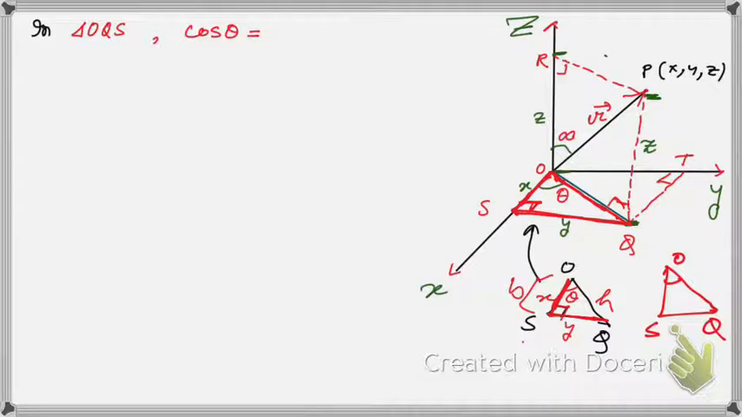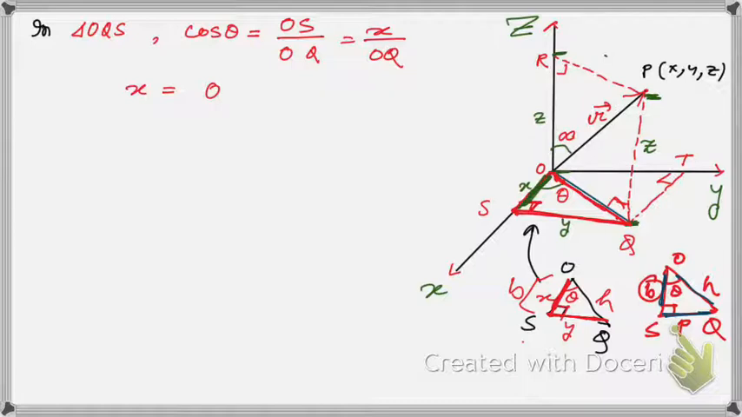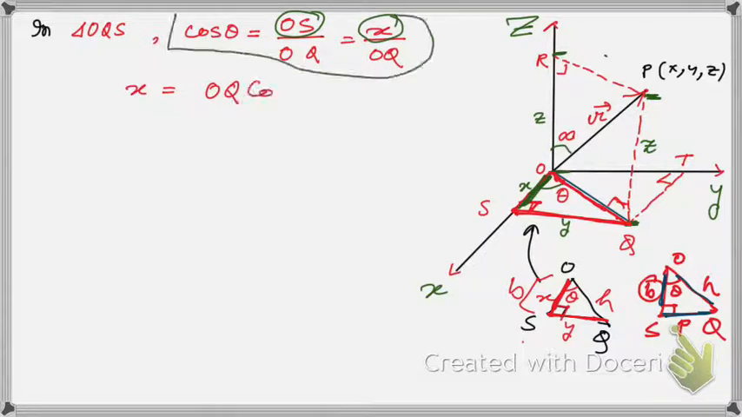So let me draw it properly. So this is theta, this is 90 degrees here, and this is P, B and H. So this is the perpendicular, this is the base, and this is the hypotenuse. Right here you can see cos theta is base by hypotenuse, so we can write OS by OQ. The length of OS is X, so let me replace it by X. Then this equation implies X equals OQ cos theta. This is equation number 1.